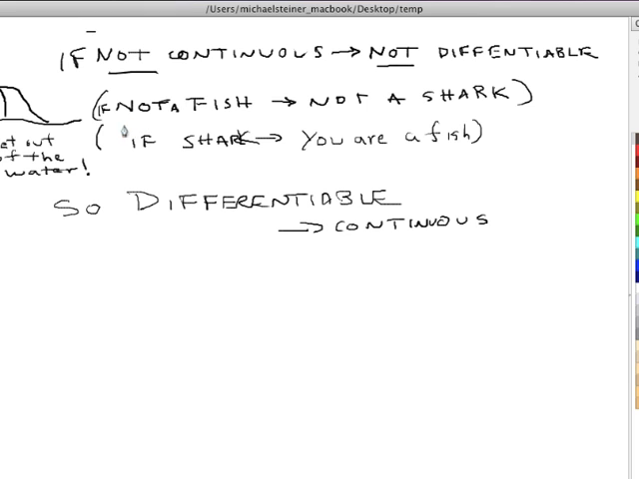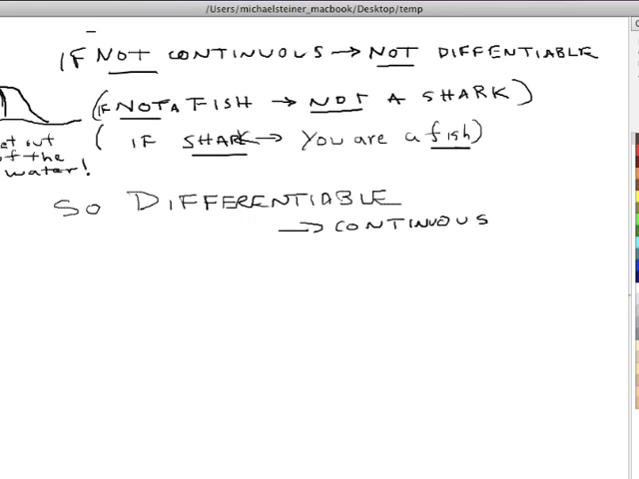So after a little bit of discussion, this is logic. If we think of an example of a fish, if we're not a fish, we are definitely not a shark. Okay? So they're saying the same thing. If you are a shark, you are definitely a fish. And I drew a little shark over here, so get out of the water. So differentiable implies continuous. We cannot go back the other way. We cannot say if it's continuous, it's differentiable.